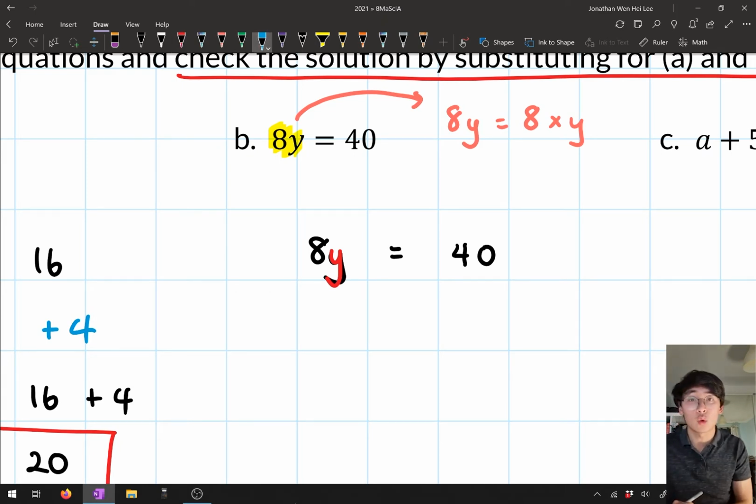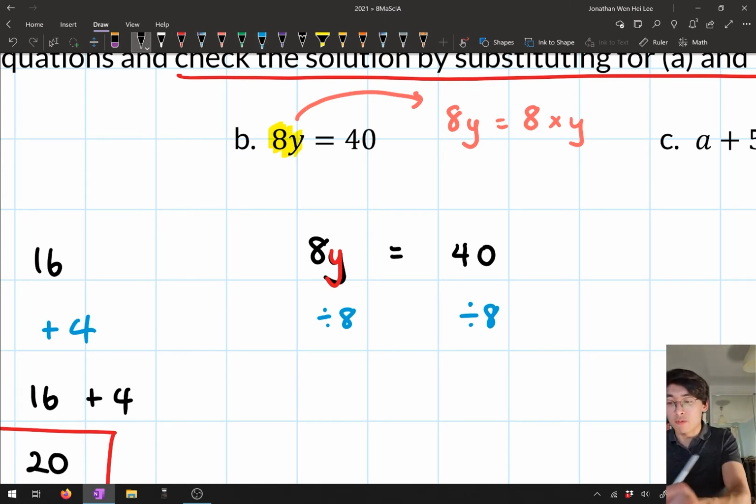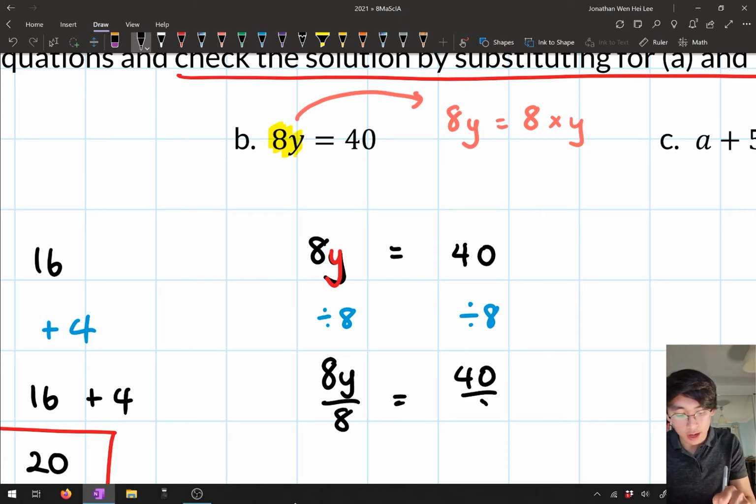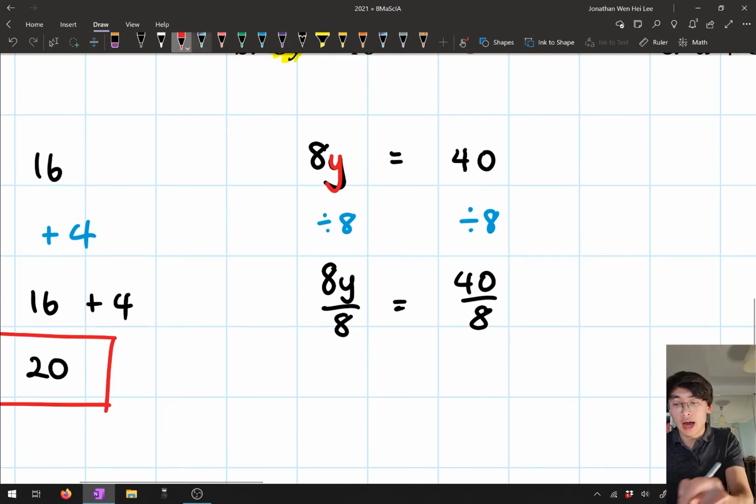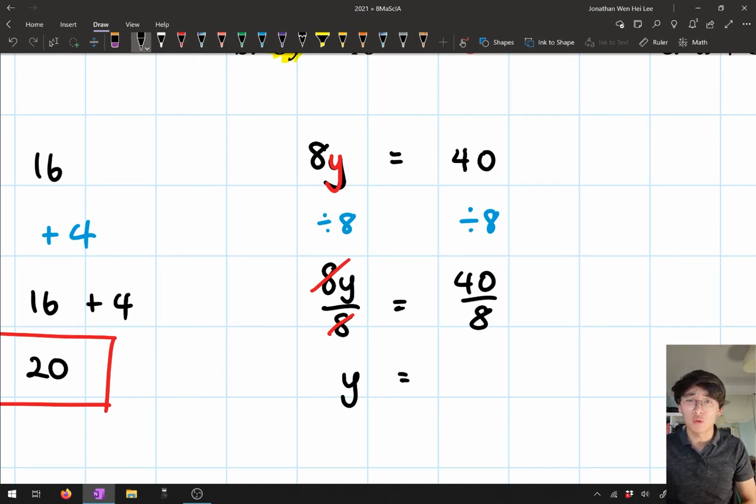So what I need to do for this one is divide both the left-hand side and the right-hand side by 8. So I'm going to divide this left-hand side by 8. And because I can't just do it to one side, whatever I do to one side of my equation, I need to do to the other side. I need to divide the right-hand side by 8. Now, one of the ways that we can write this is by writing it as a fraction. So I'm going to write here 8y over 8 is equal to 40 over 8. And so here I can actually cancel out the 8s and I'm left with y on my left-hand side. And on my right-hand side, when I do 40 divided by 8, what's 40 divided by 8?